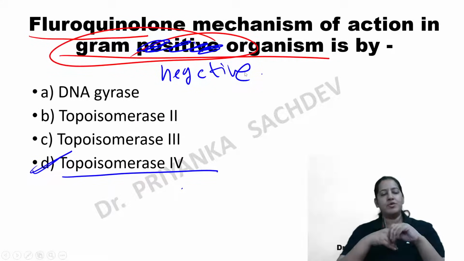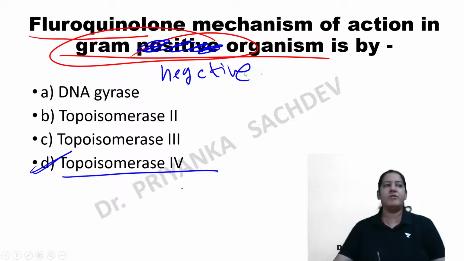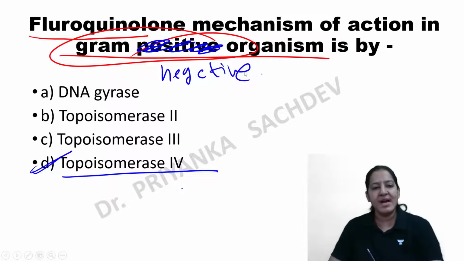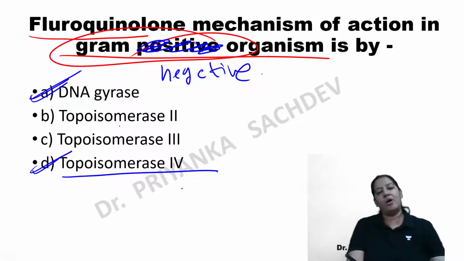Kishore, Amar, others, if you want to participate, what is the answer now? If I change the question from gram negative to gram positive, what is the answer? Yes, Sufi, absolutely right. So now, of course, the answer will become A, and you all are right. In that scenario, your answer will become A. It will not be topoisomerase 2, Kishore.